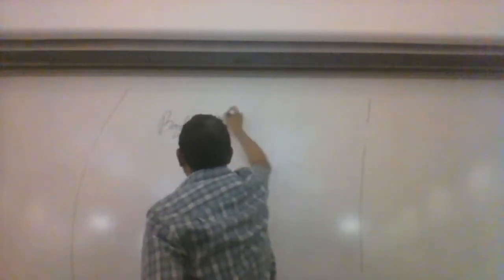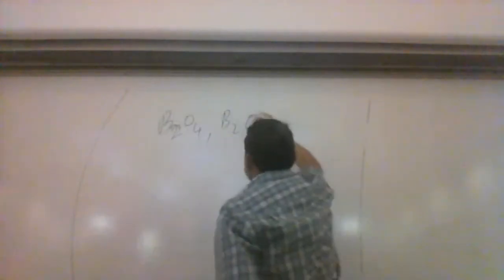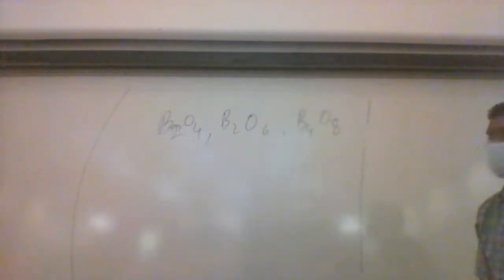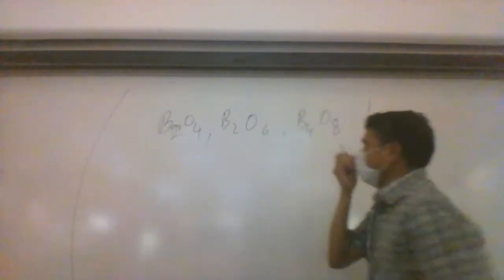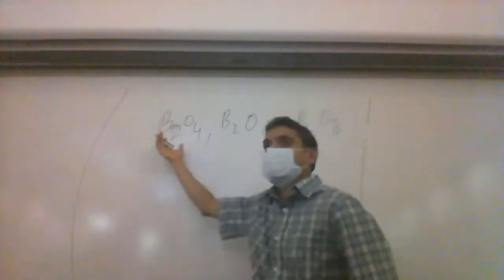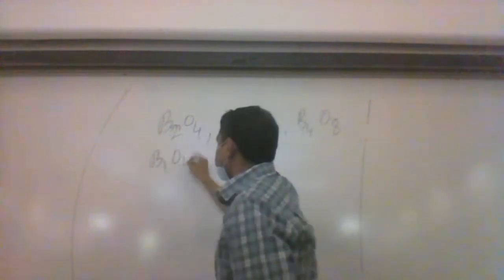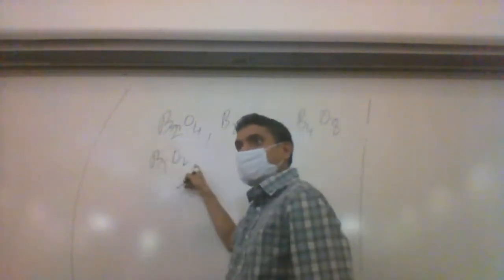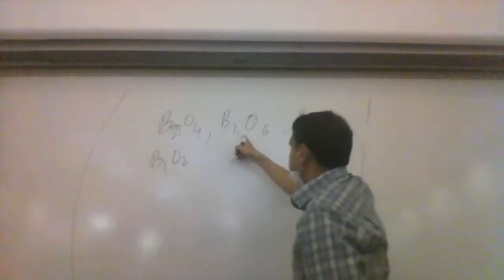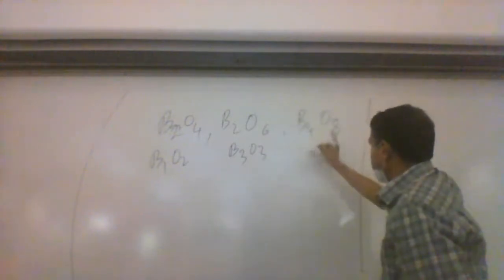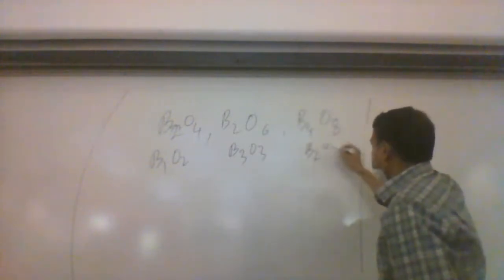So another one is like, okay, let's say I have a compound like this: B2O4, B2O6, B4O8. So these are the same compound, BO, right? So which is the same empirical formula here, meaning that you are going to get the lowest ratio. So this would be B1O2, right? If you divide both by 2, that will be B1O2. And for this one, if you divide by 2, the lowest number, you will get B3O3. And if you divide this by 4, that would be B2O2, right? You see that?